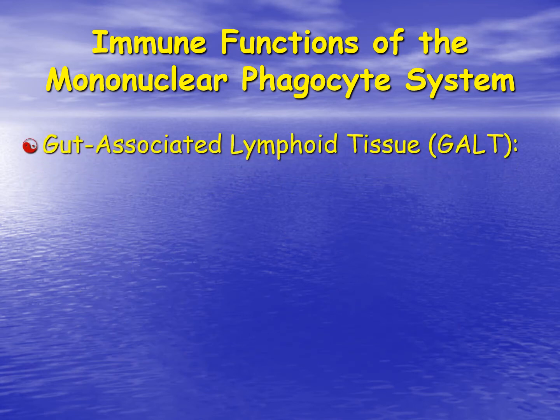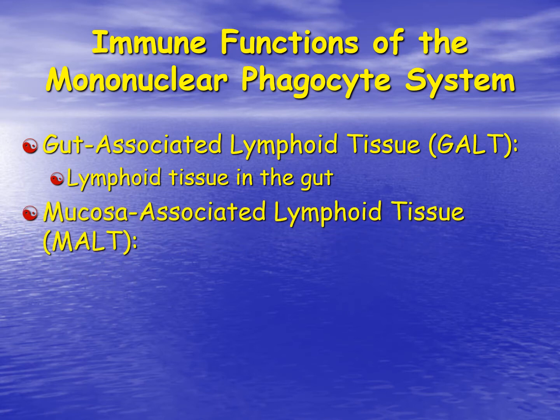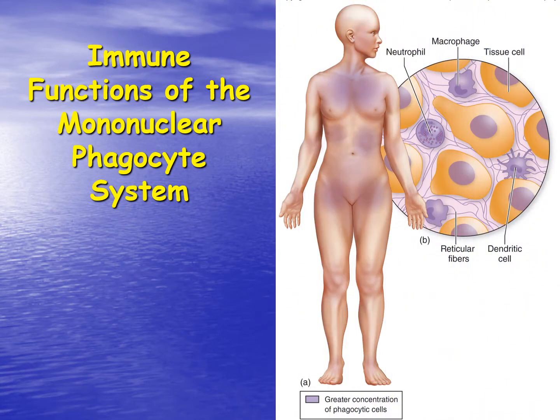We also will find a whole bunch of lymphoid tissue throughout the body. We have GALT, which is gut-associated lymphoid tissue, and this is lymphoid tissue found in the lining wall of the intestinal tract. We'll have mucosa-associated lymphoid tissue, or MALT, and this can be found in the walls of any mucosal-lined organ or tube. And then we have some other specialized tissues that I'll talk about a little bit later on.